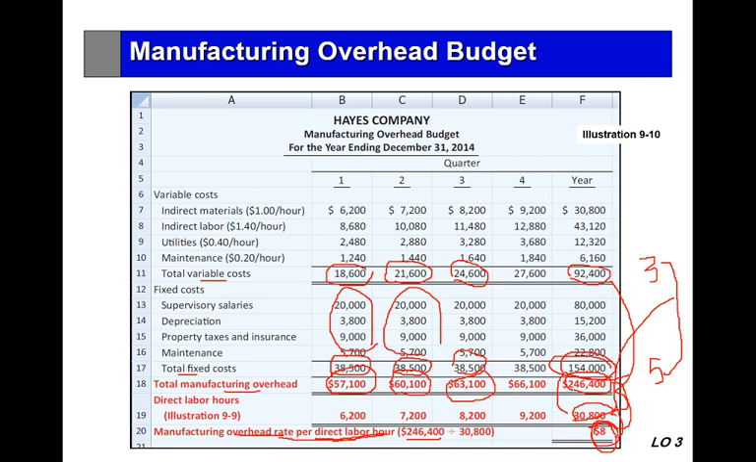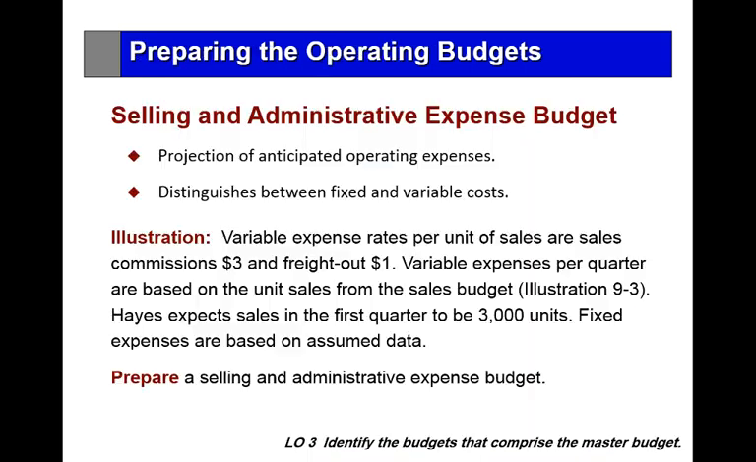Okay, this is the manufacturing overhead budget. In the next video, we'll move to the selling and administrative budgets and other budgets related to operating, and continue to the financial budgets for the comprehensive budget.